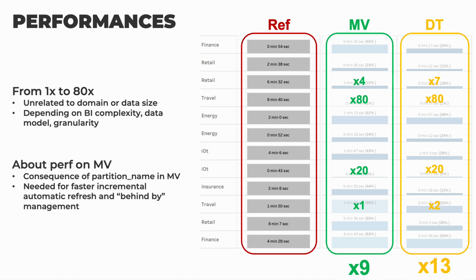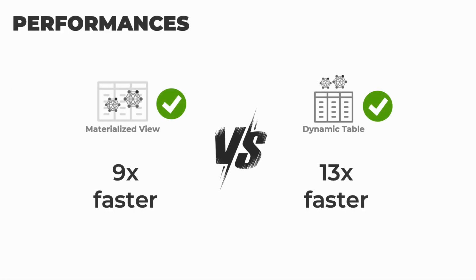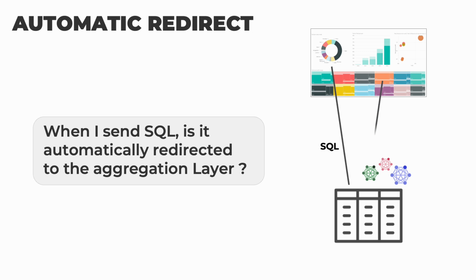quite simply. Now, despite those limitations, we have very good performance whether we use MVs or DTs on our use cases. We're doing times 9 or times 13, which is great. Now that we've talked about performance, let's talk about the second axis, automatic redirection.